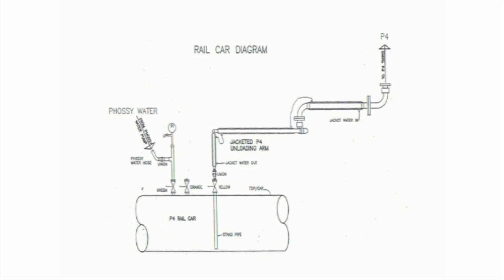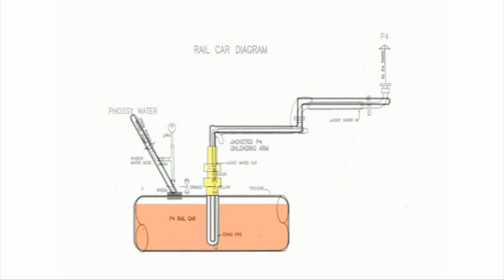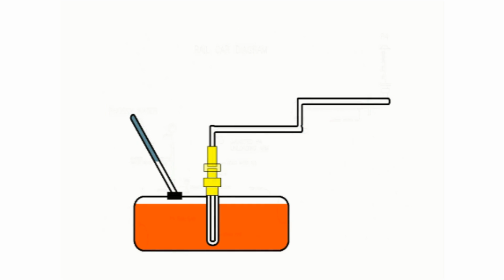move elemental phosphorus, which explodes on contact with air, from a railway tanker car. We took the diagram straight from the defendant's training manual and we reduced it to its simplest elements. Water mixed with phosphorus is pumped into the tanker car, which forces the phosphorus out of the unloading arm.